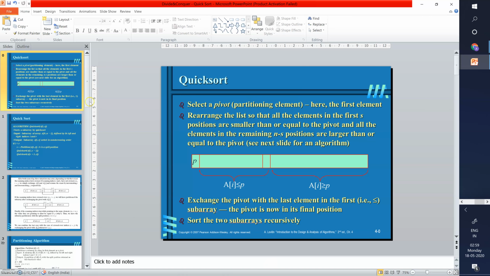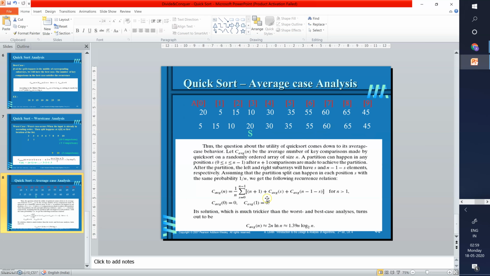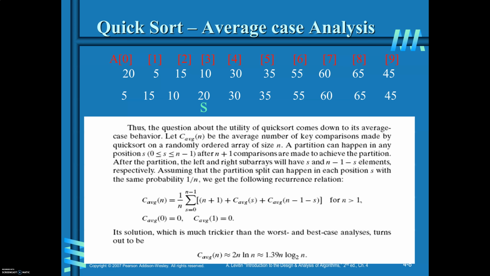Now we'll see in the average case how this is going to work. In the average case, the number of comparisons required is C average of n. That we'll discuss with this example here. Look at here. The number of key comparisons made by QuickSort in an array containing n elements is C average of n. The partition can happen anywhere between 0 to n minus 1. In order to find the partitioning position, you are required to make n plus 1 comparisons.